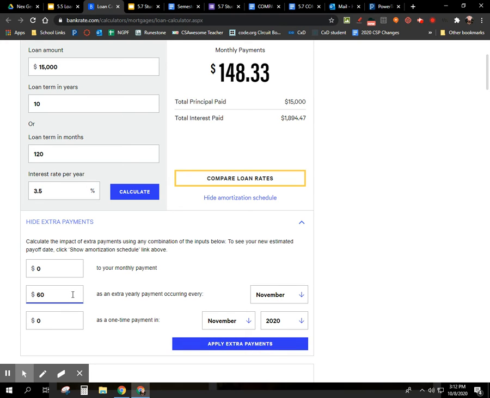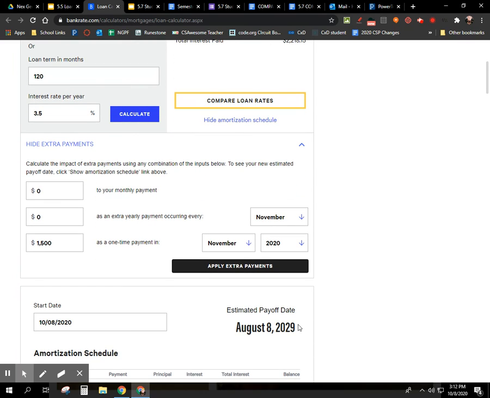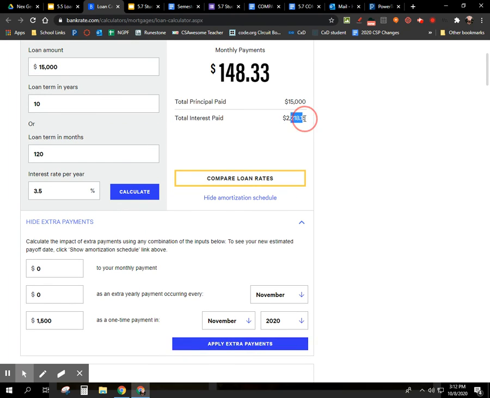The other thing I could do, again, let's say that someone gave me $1,500. So I'm making a one-time payment. I'm going to apply that extra payment. And so that's going to cut off not as much as the monthly payment, but it's going to cut something off, and I'm going to save like $500 in interest compared to not paying any extra payments.